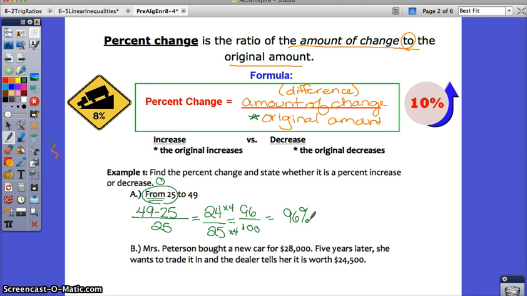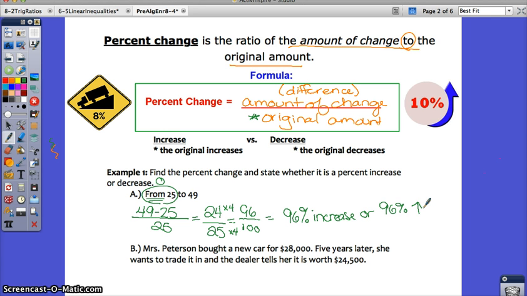And then was it an increase or decrease? Well, remember, if the original increases, it's an increase. If the original decreases, it's a decrease. My original was 25. I ended up at 49. So I increased. So we want to say 96% increase. You can also write that as an arrow up. So you can say 96%, and you can signify it as an increase with an arrow pointing up.